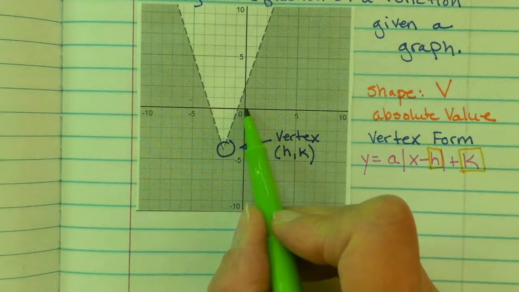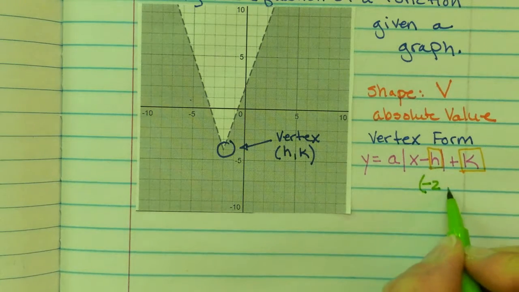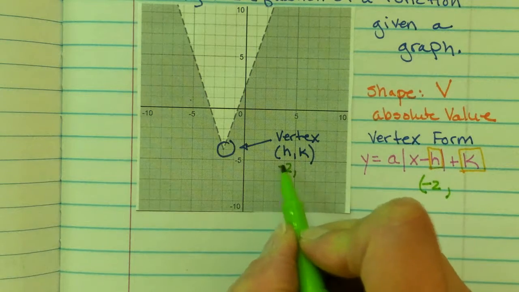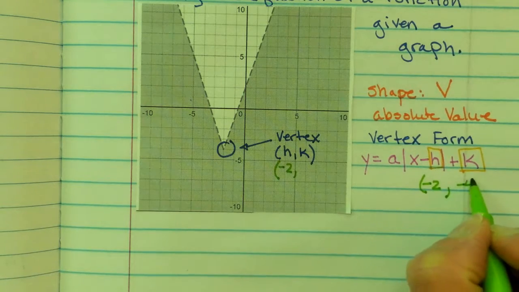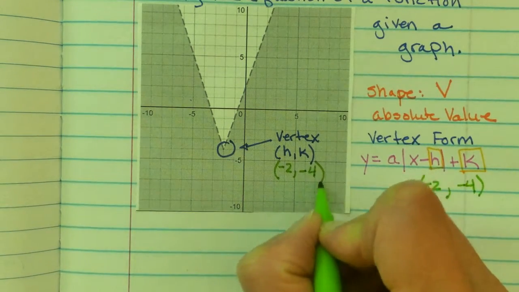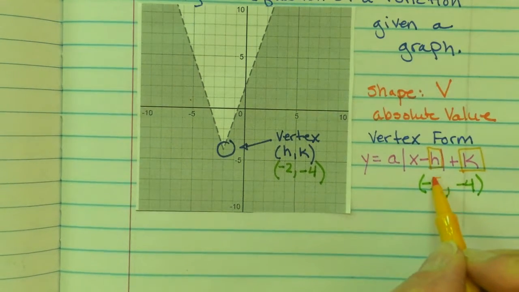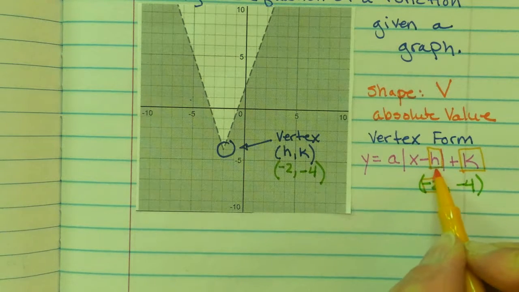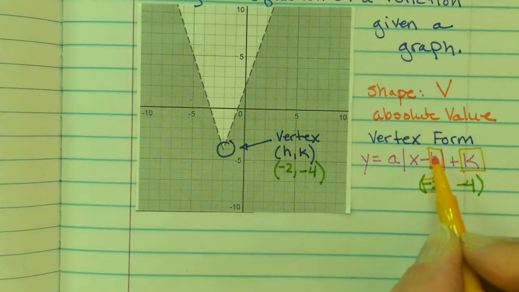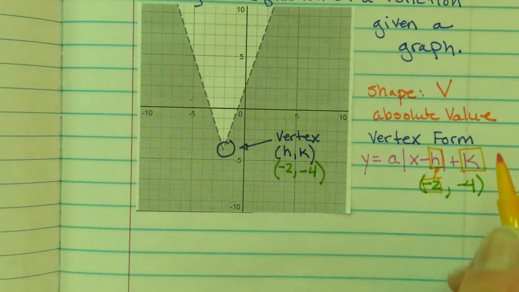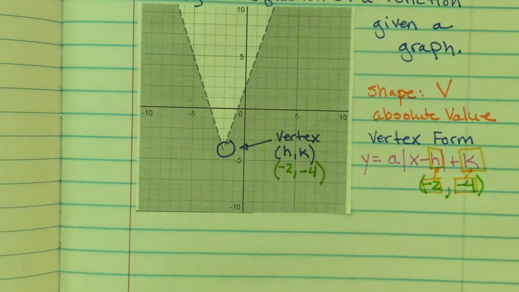Our h is negative 1, 2, so our h is negative 2, and our k is negative 1, 2, 3, 4, negative 4. We have to remember that this is our h, and that gets put in there. Notice the negative in front has nothing to do with the negative in h; they're two separate negatives. And this is our k, and that gets put in right there.